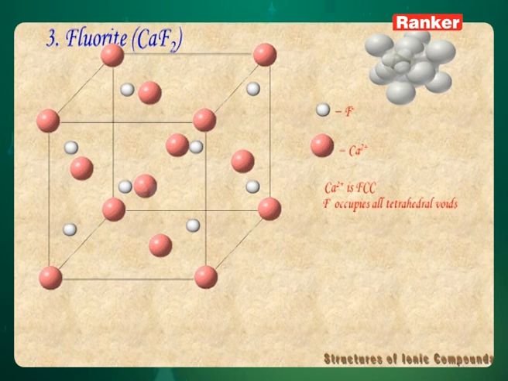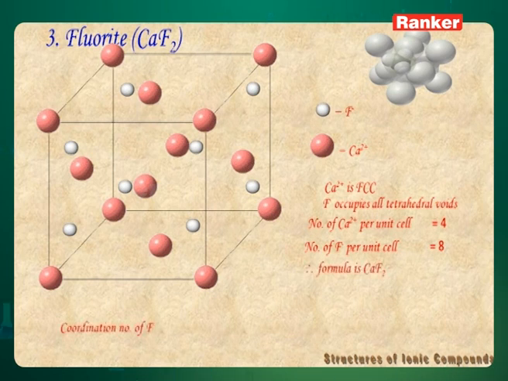From each corner, if you look at it, you will have one white sphere, and that white sphere is nothing but the one at the tetrahedral void, again the tetrahedral void formed from one corner and 3 face centers. Then the number of calcium ions per unit cell is 4, fluoride ions per unit cell is 8. So, the formula is CaF2. Coordination number for fluoride is 4, calcium is 8.